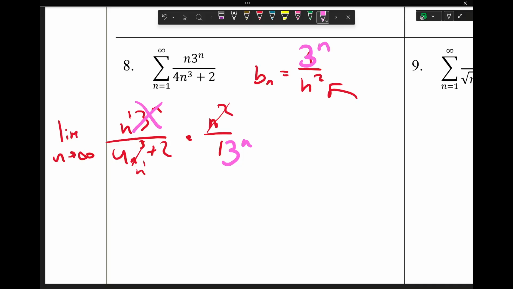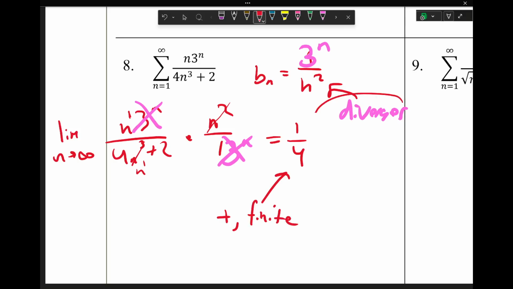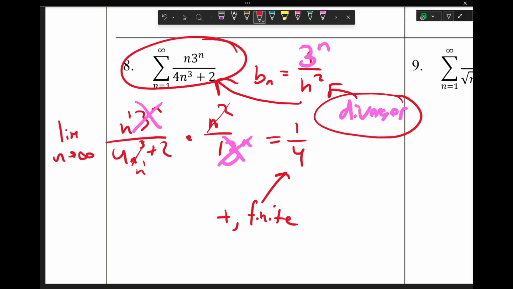Because which one of these two is going to grow faster? The top. So if your numerator grows faster than your denominator, then your fraction heads to infinity, which means this diverges. So now that I have this comparison that I know diverges, those can cancel. Now the limit gives me 1/4, which is a positive finite number. Therefore, the answer to my convergence of b sub n is the same as the convergence of the original question.